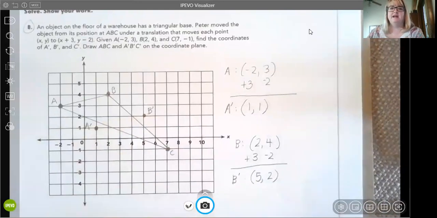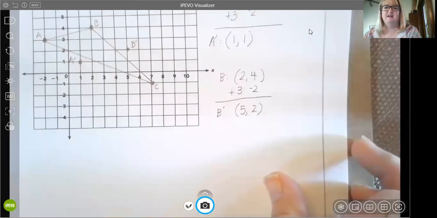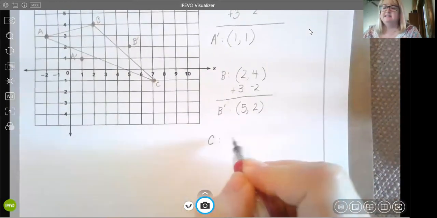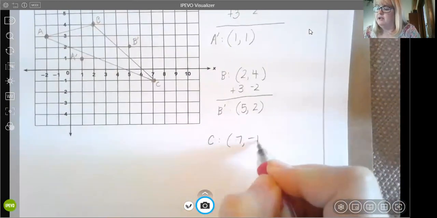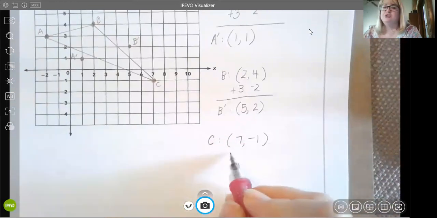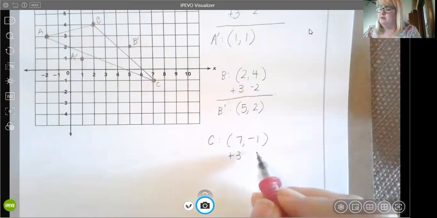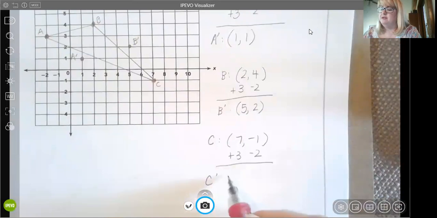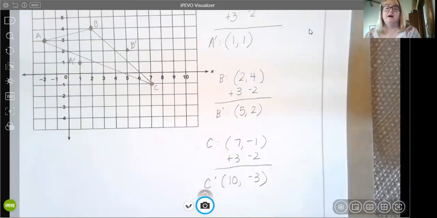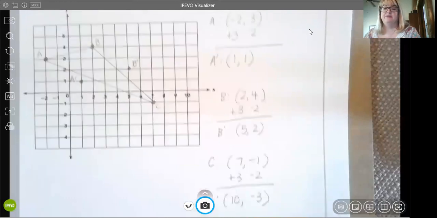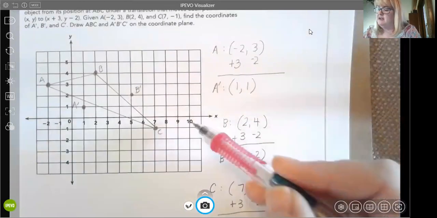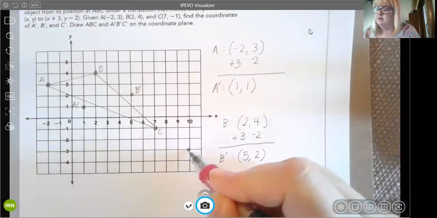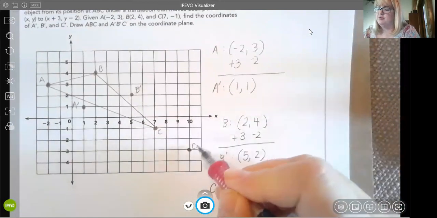C, run out of space. C is at 7 and -1. The directions tell us to add 3 to the X value, subtract 2 from the Y value. So C prime is going to be 7 plus 3 is 10. -1 minus 2 is -3. So we're going to go over 10 to the right and down 3. So over to 10, down 3, and this is C prime.